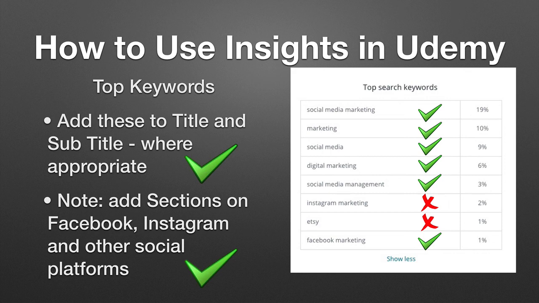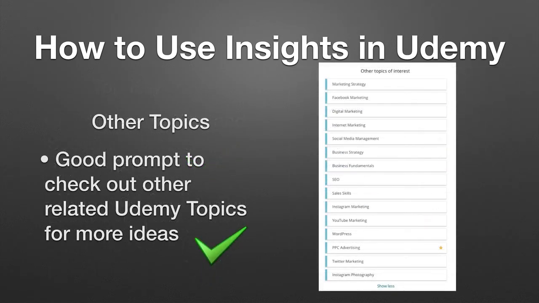It also shows you the percentage of keywords being searched. So it shows you that social media marketing and marketing are the top two. Social media is pretty good, digital marketing is less so. So again, it gives you an indication of the importance of these keywords in Udemy. Tremendously helpful stuff.